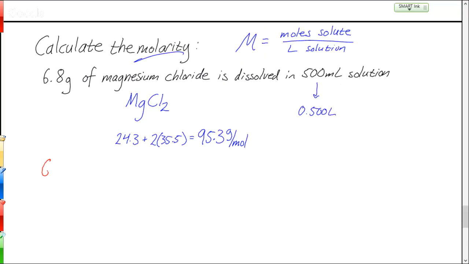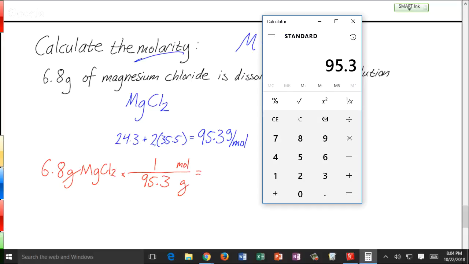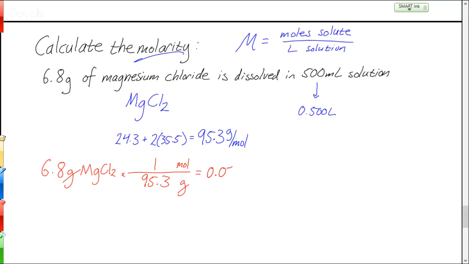Then we can do the conversion. So 6.8 grams. Oops, that's not an M. Try it again. And we want to get rid of grams and instead have moles. So 95.3 grams per 1 mole. Grams cancel, and we end up with 6.8 divided by 95.3, which is 0.0713 moles of magnesium chloride.